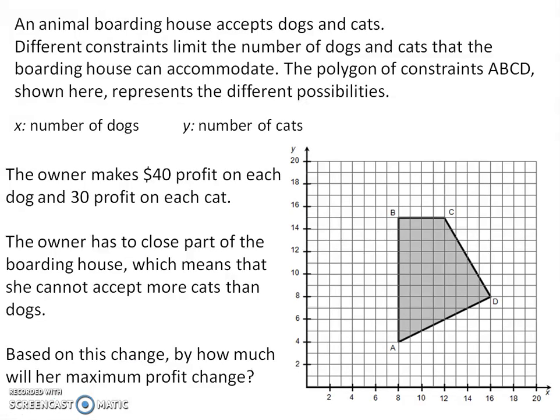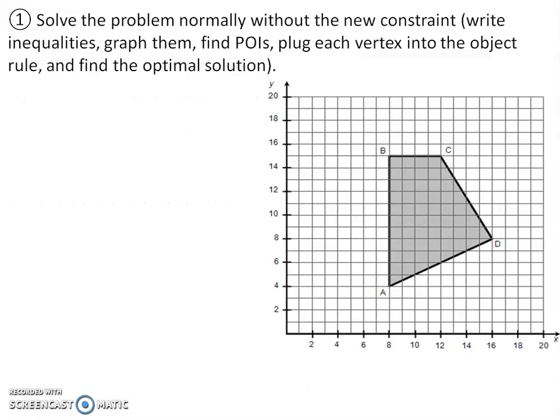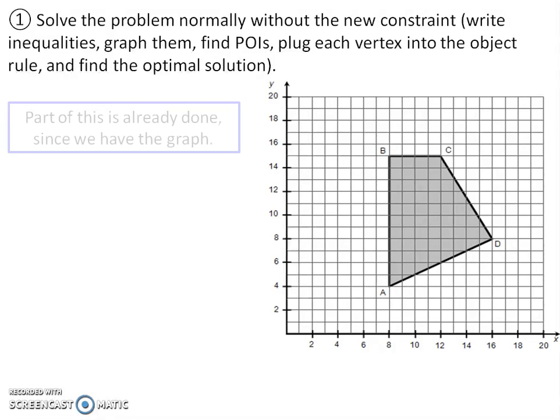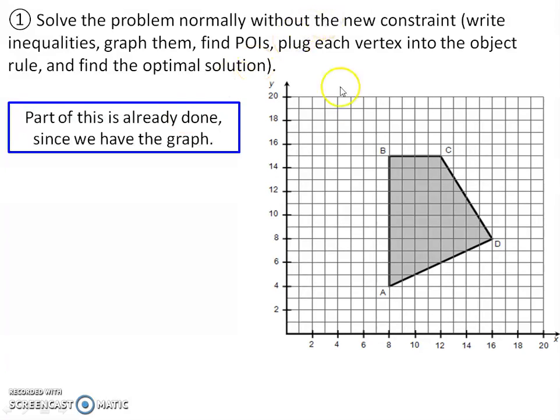Okay, so you have the steps of what to do in your handout. This is the first one. It says, solve the problem normally without the new constraint. That's the can't have more cats than dogs. Now, in this case, some of this work is already done because we already have a graph with the original constraints. We don't have the objective rule written out, but it was in there. It was that sentence that said how much profit the owner made for cats and dogs. There's the profit.